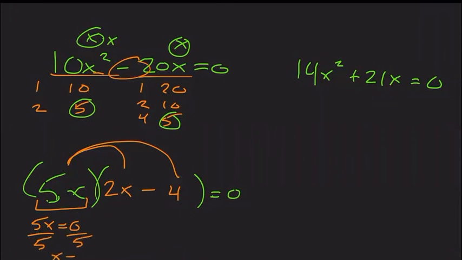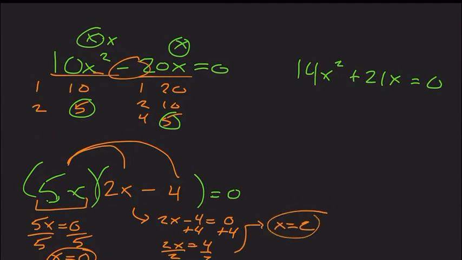0 over 5 is 0, so x does equal 0. And same thing over here, set it equal to 0. Deal with any addition and subtraction first. We get 2x equals 4. Divide by 2. x equals 2. So x equals 2 and x equals 0.